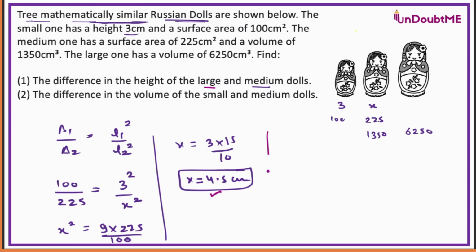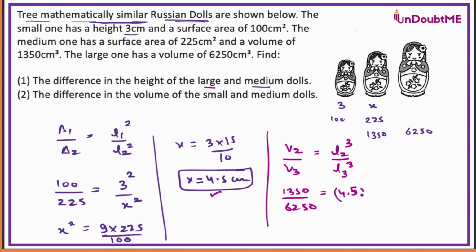So volume of medium, I'm considering V2 over V3 is equal to L2 cube over L3 cube. For volume, we use this relation whenever we have similar figures. So the ratio of volume of similar figures is same as ratio of cube of their corresponding sides. So here V2 is 1350 over V3 is 6250. L2 means just now we have found, so 4.5 whole cube over, let's say this is y, so over y cube.